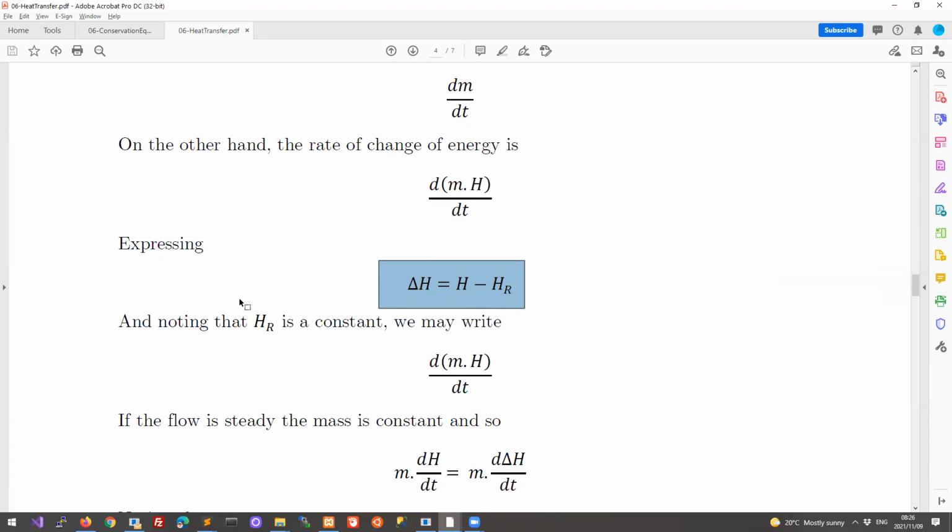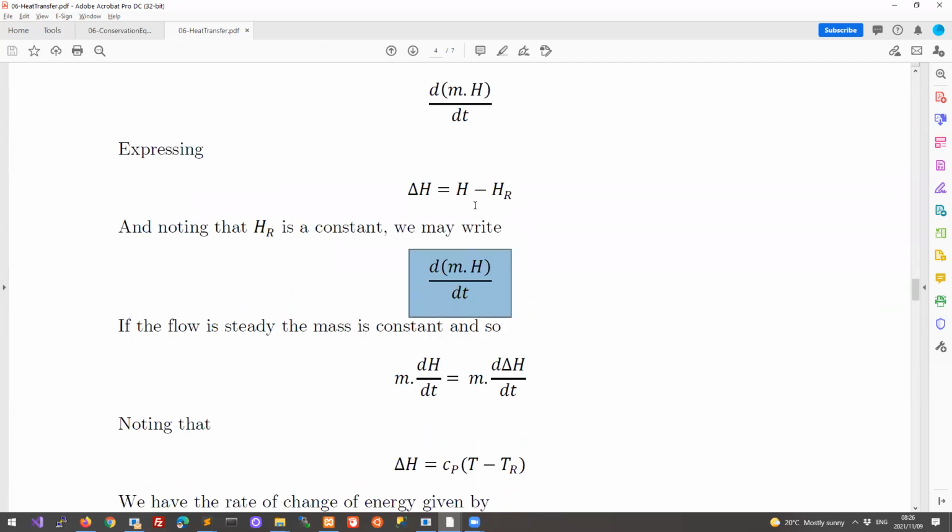And if we recall that our reference enthalpy is a constant, right? Remember, we define the reference in terms of some fixed identified temperature. And so at that reference temperature, there is a fixed enthalpy. So that's not going to change with time. So if you go ahead and write this d/dt of mh, then clearly d(HR)/dt will be 0. So we end up with d/dt of delta H and d/dt of H. So d/dt of H is the same as d/dt of delta H, right? And so that's why we make this simplification.